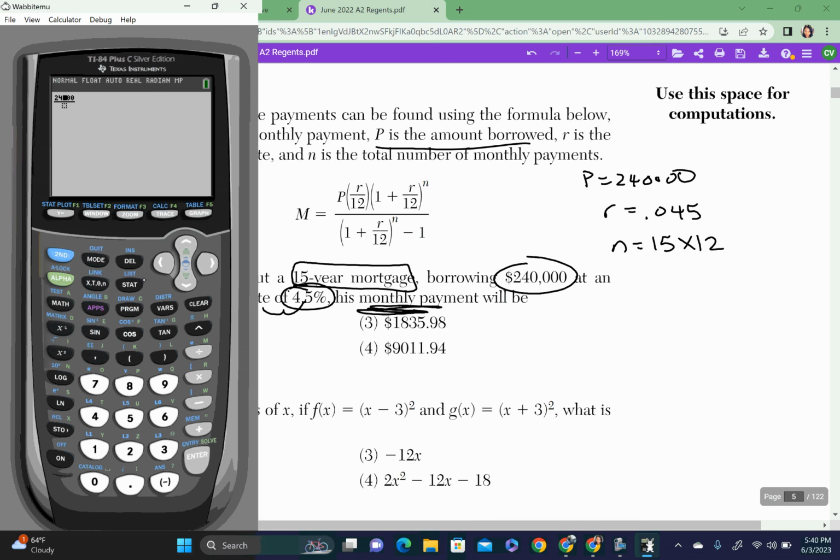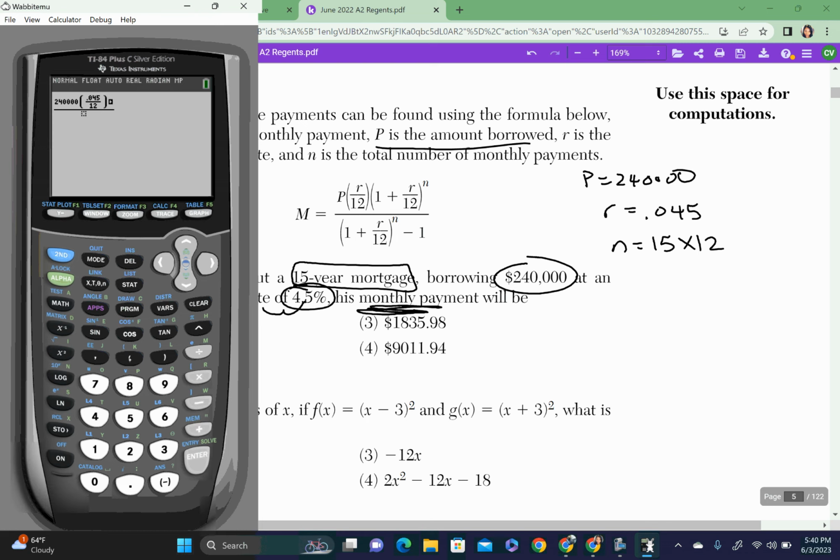Let me make sure I did this right. That's 24,000, and I want to put 240,000. Good. Then I have parentheses, and then I want to put another small fraction right here. So alpha y equals option number 1. And so our R is 0.045, and that's dividing by 12. And it's monthly payment.